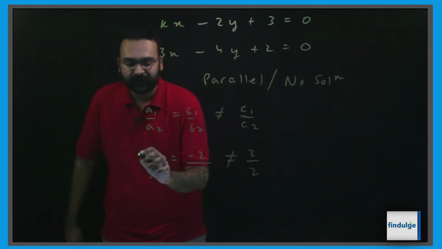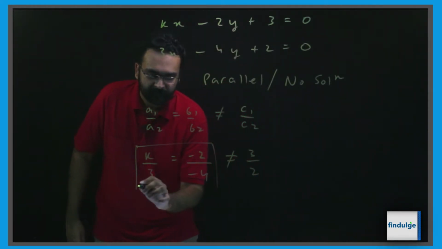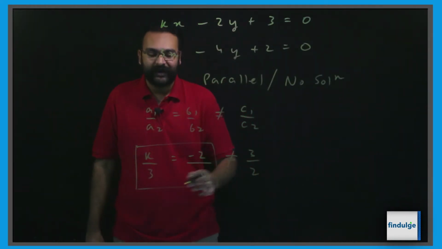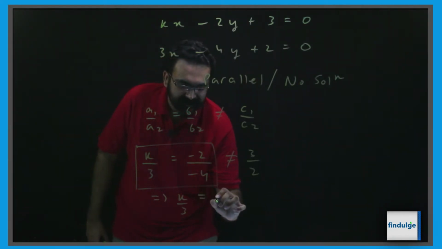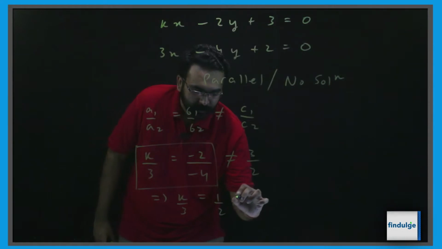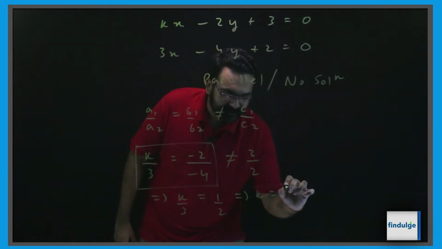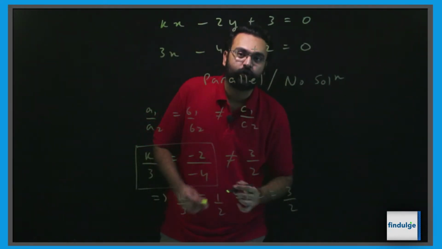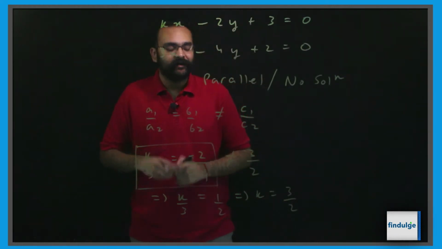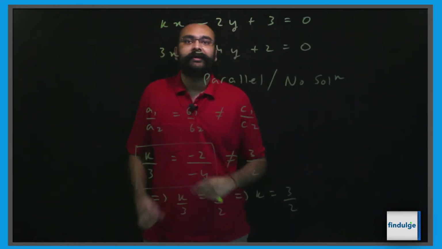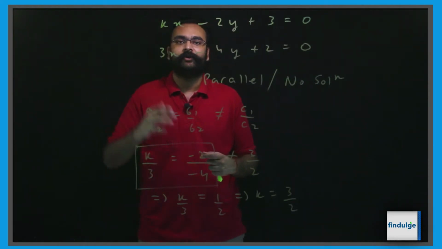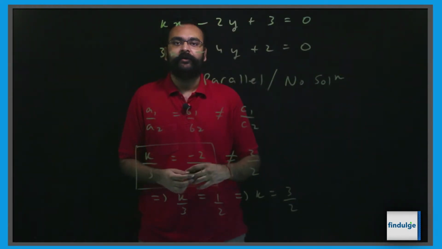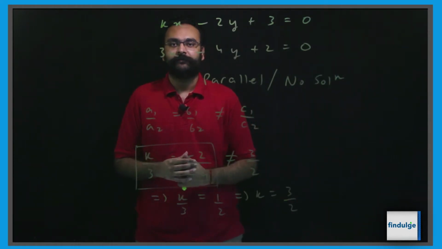So we will simply solve this problem. So we'll end up getting that k upon 3 is equal to 1 upon 2, which means that k is equal to 3 by 2. So we can say that k equal to 3 by 2 is the situation in which these two linear equations are parallel or have no solution.